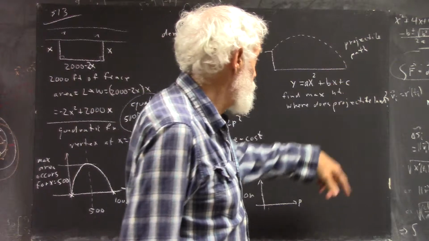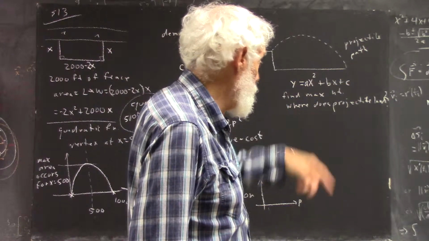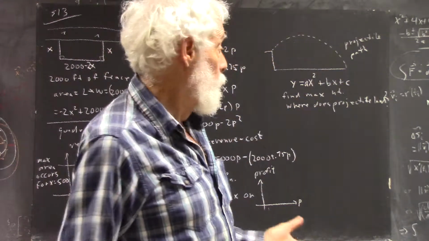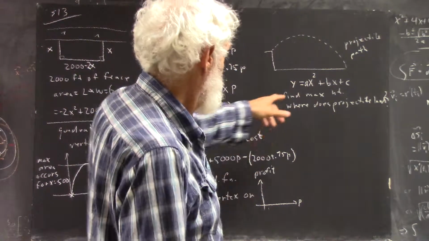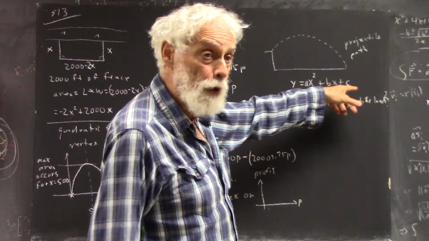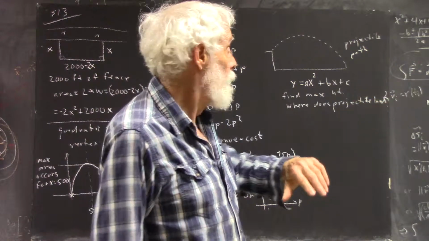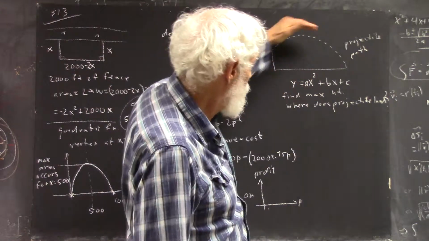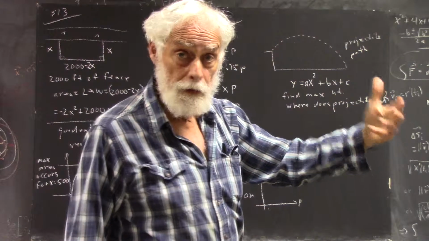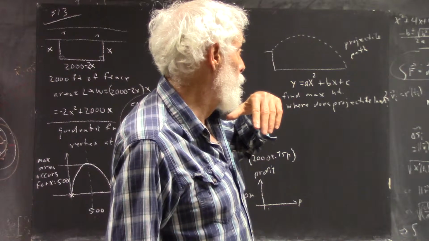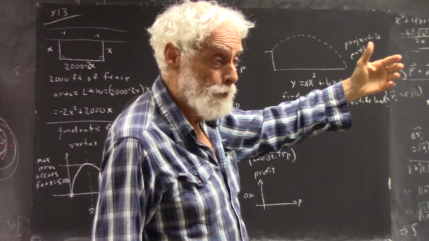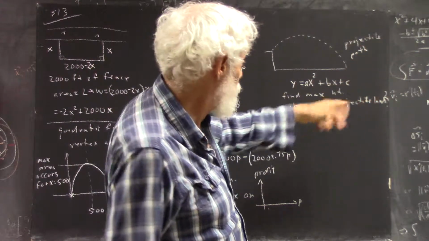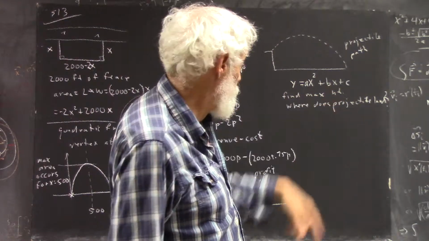Okay, if you've got a projectile path, you want to find the maximum height, you want to find where it lands. Well, we can just think in terms of the graph of this thing, the maximum height. A is going to have to be negative if it's curving like this. The maximum height is going to occur at the vertex. So you just find the vertex of whatever the parabola is.